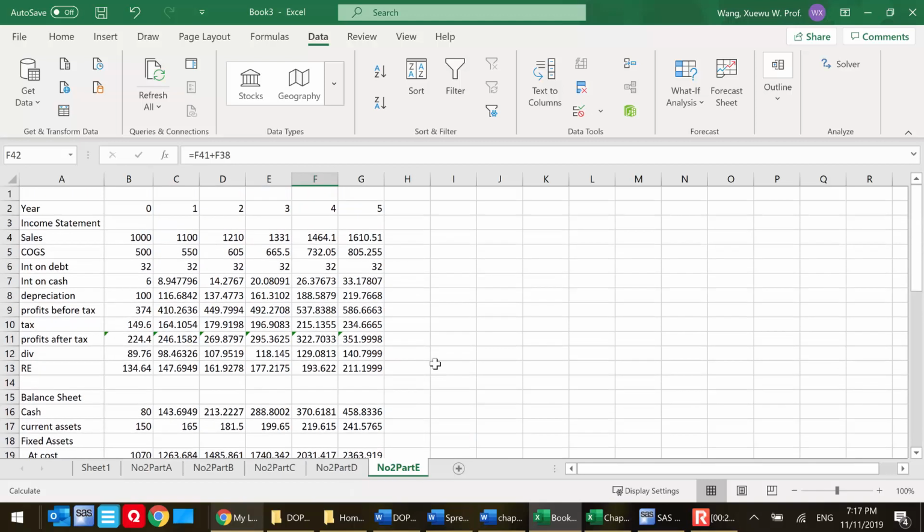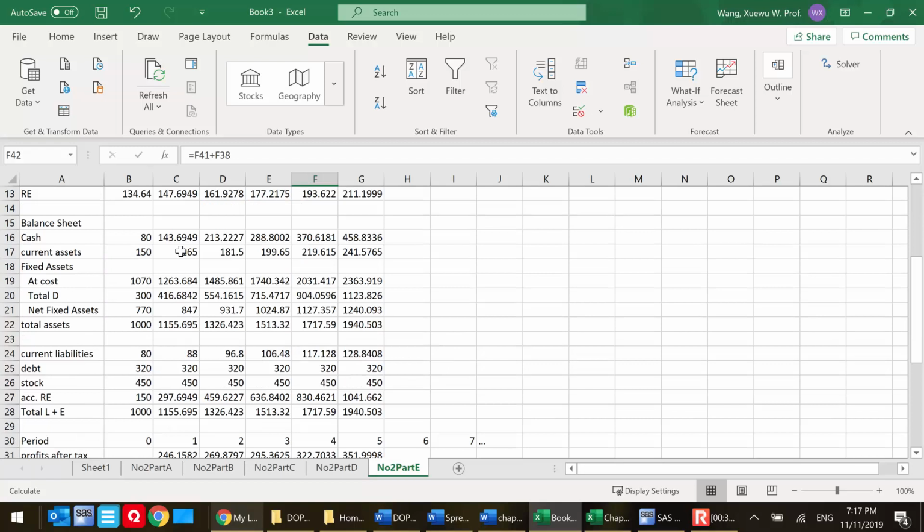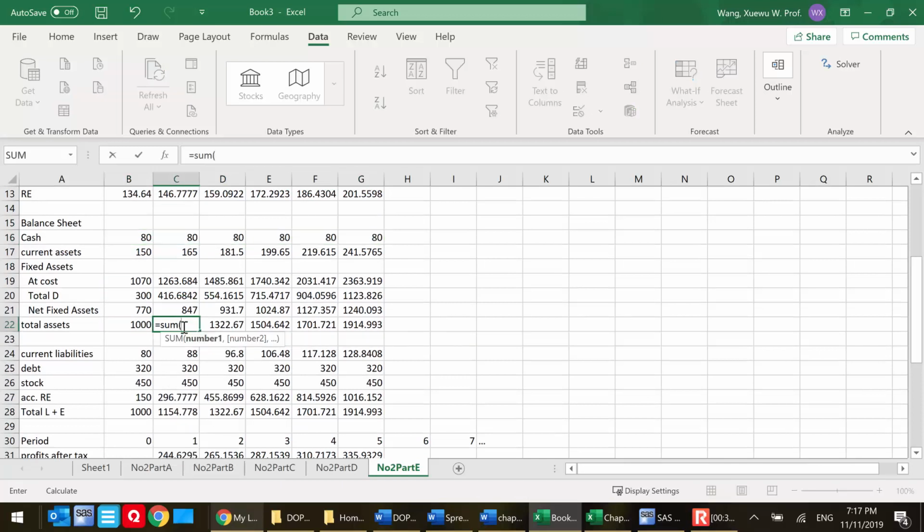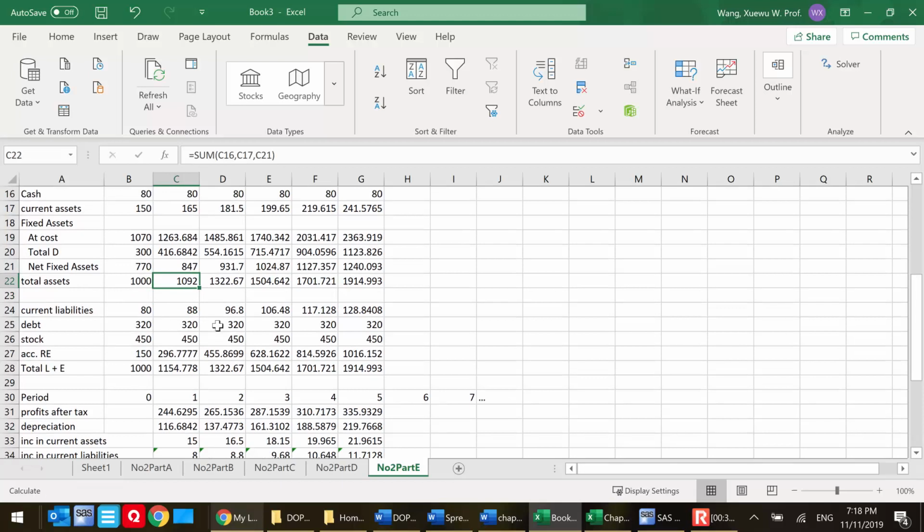All right, so now this is saying make two changes in the model. First of all, debt is the plug, and keep cash constant. So let me make this change. Cash is constant, so let me just copy this across. And if that's the case, I need to solve total assets first. That's equal to the summation of the cash, current assets and net fixed assets. So that is this number here.